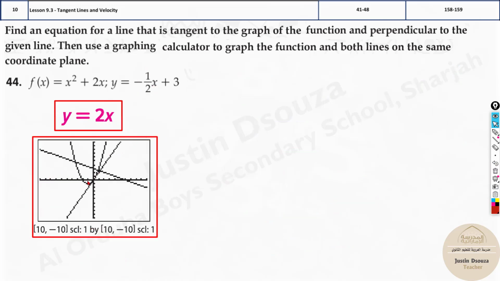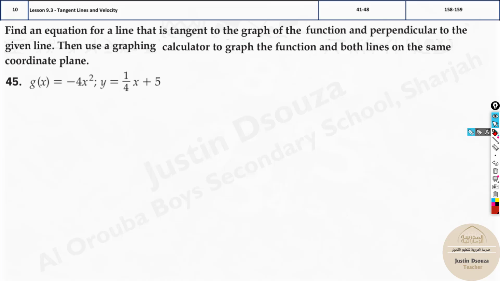And if you graph it up, you will get something like this. But with basic rough sketches, you can get an approximate answer. Now let's try the next one over here. What happens? Same thing, derive this. I will directly write m is equal to minus 8x. And what about this? m is equal to 1/4.